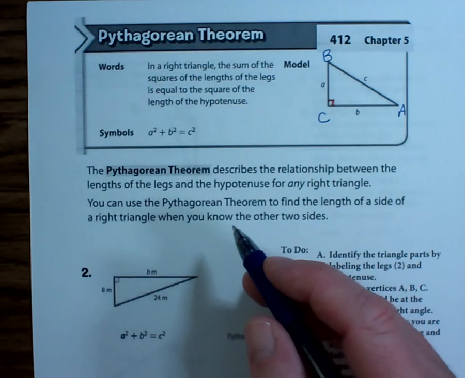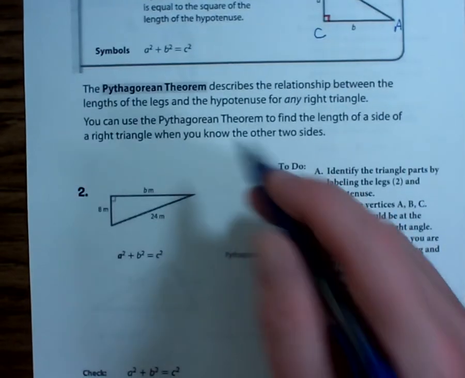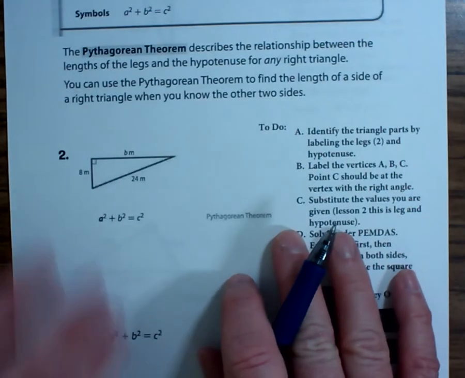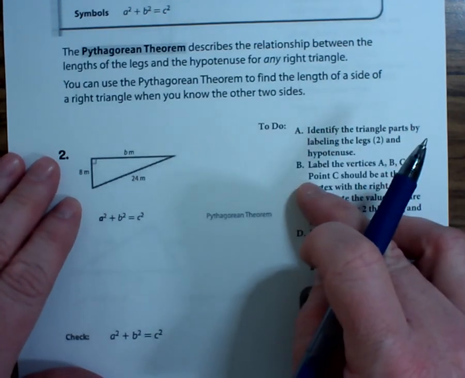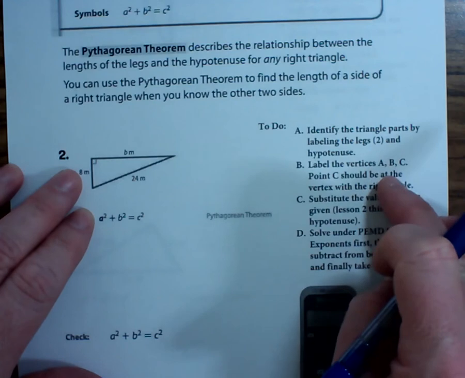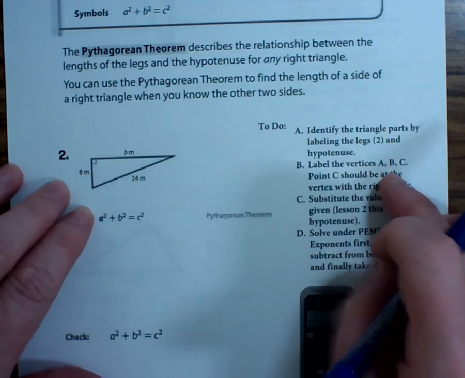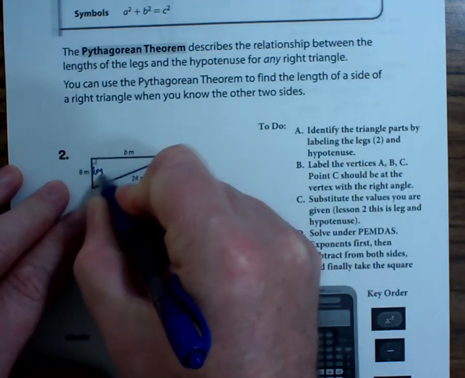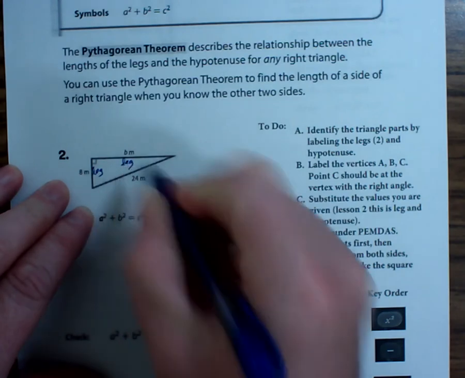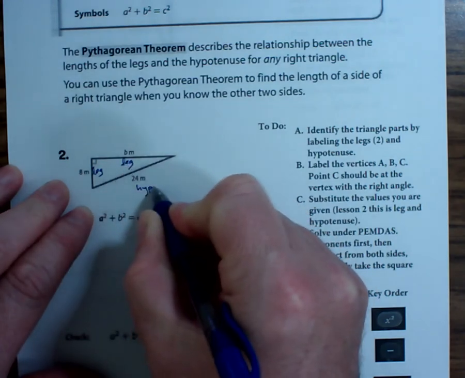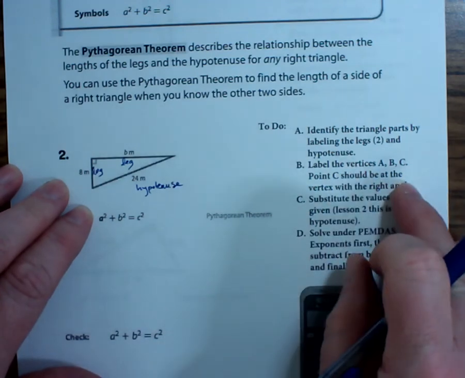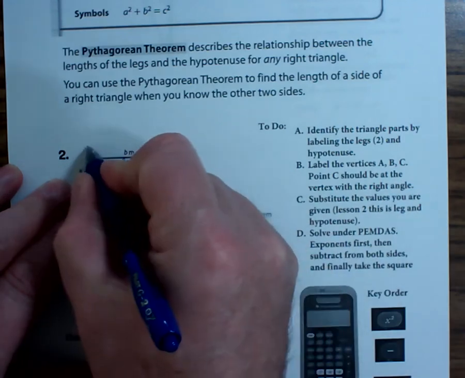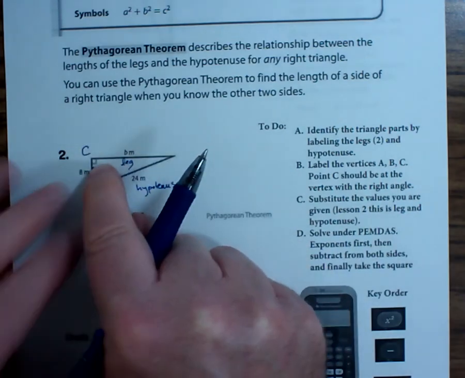So we're applying the Pythagorean theorem, and we're also still doing pretty much the same to-do list. A and B haven't changed at all. So I'm going to label them the legs and the hypotenuse. I have a leg, and the hypotenuse. And I've got to label the vertices, and I start with the letter C because it's at the 90-degree angle.